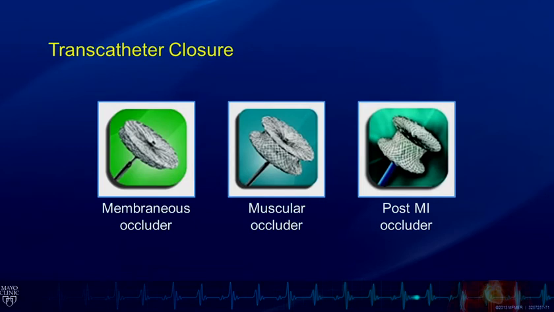Now, patients with post-MI defect can have closure with a catheter approach, and sometimes that's actually beneficial instead of considering surgical options. And there are occluders, both a muscular occluder and a post-MI occluder, available for these patients.